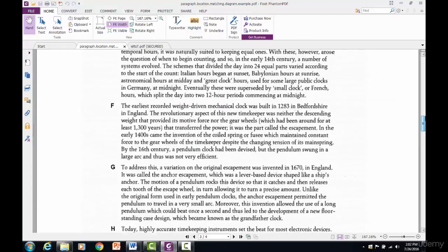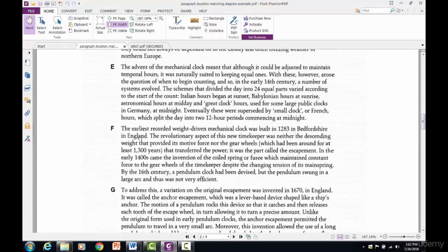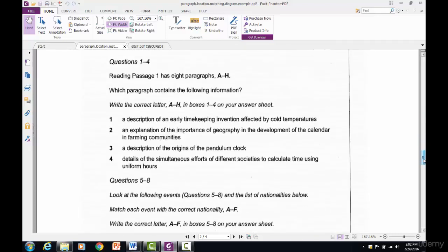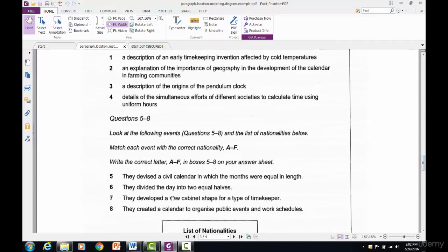English. Here's England right here. England is a substitute for English. In paragraph F, where it says England, the earliest recorded weight-driven mechanical clock was built in 1283 in Bedfordshire in England. The revolutionary aspect of this new timekeeper. Okay, so we see that one. We see that England is a match for developed a new cabinet shape for a type of timekeeper. So number 7 would be England.